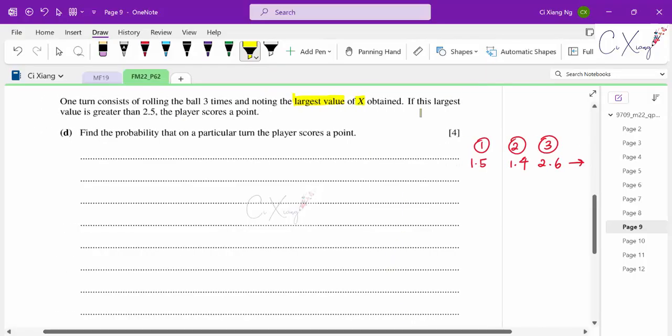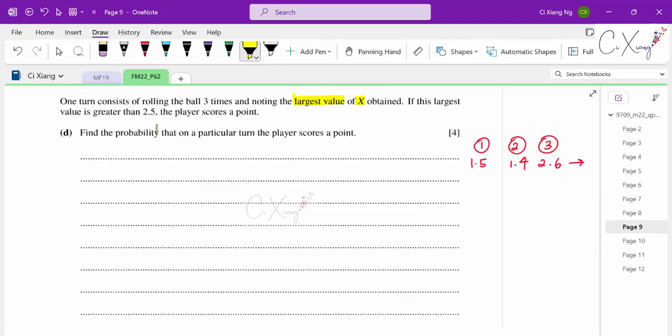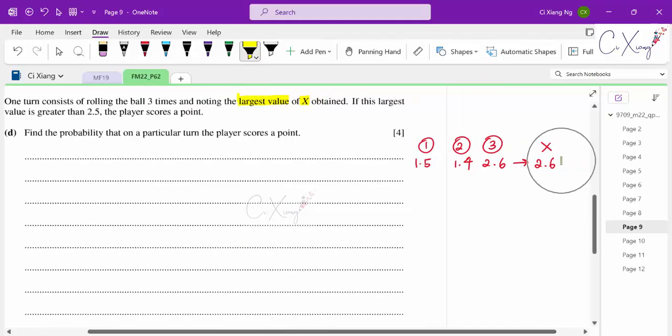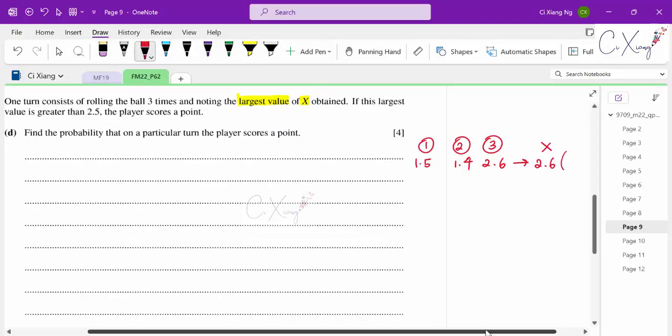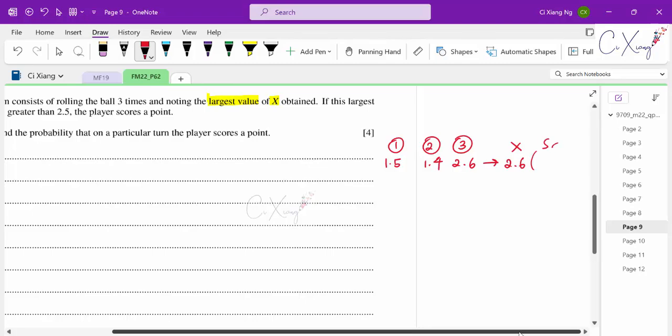Now they say if the largest value is greater than 2.5, then the player scores a point. That means if x, the largest value, is more than 2.5, then you get 1 score. So the score equals 1.